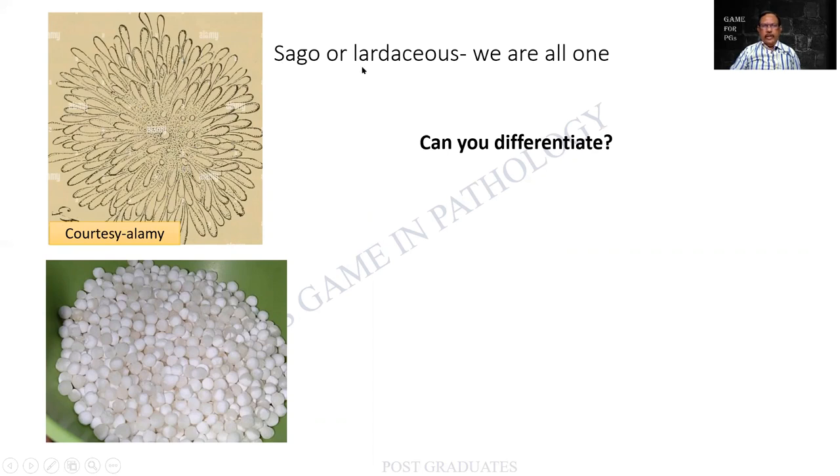I use a mnemonic. Lardaceous means lace-like. So there is a network around the sinusoids in a lace-like manner. This is called lardaceous spleen. Whereas sago means the sago grain. It is a kind of grain. It has this kind of an appearance. So it is called a sago spleen. Both of which are classical of amyloidosis of the spleen. I hope you are able to differentiate between the two.